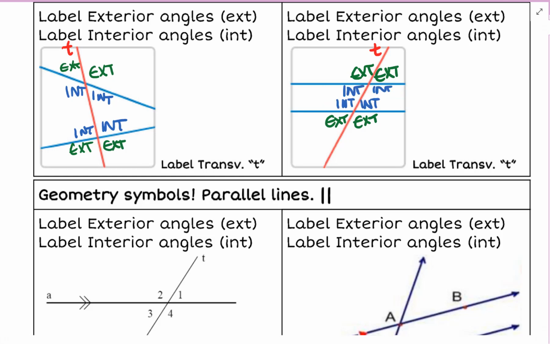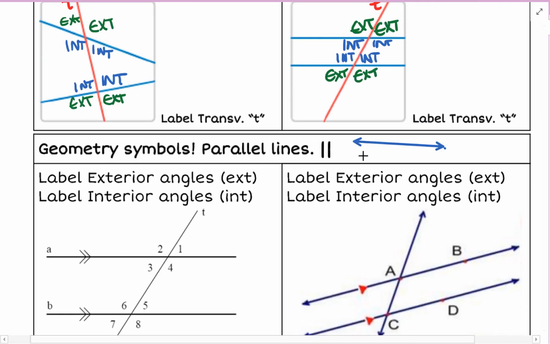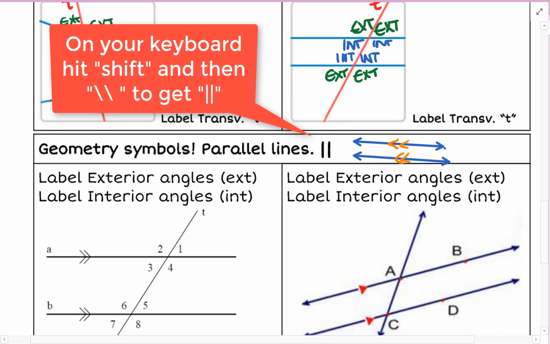There are also geometry symbols for parallel lines. Okay, what if you have parallel lines that are not on a coordinate plane? Well, the symbol for parallel lines, when you have 2 lines that are parallel, they should have a marking of a sort of arrow on top of the line, or double is fine, letting you know that these 2 lines are parallel. There's also notation for when you type it out, and that is 2 straight lines up and down.